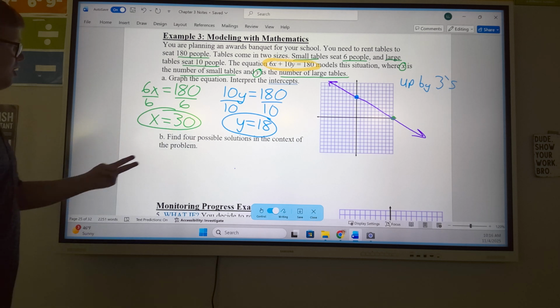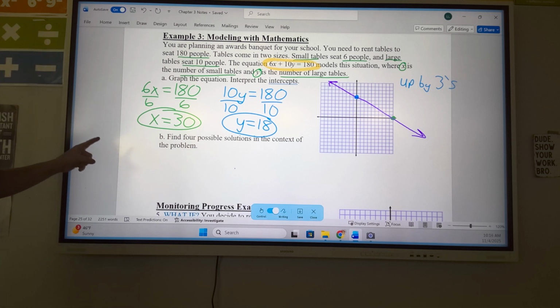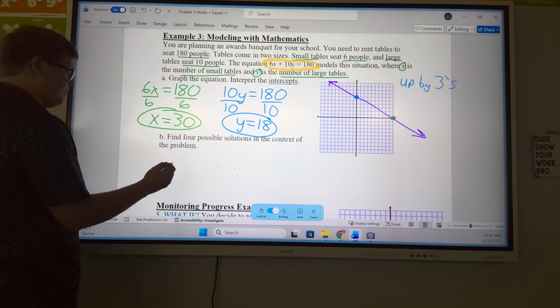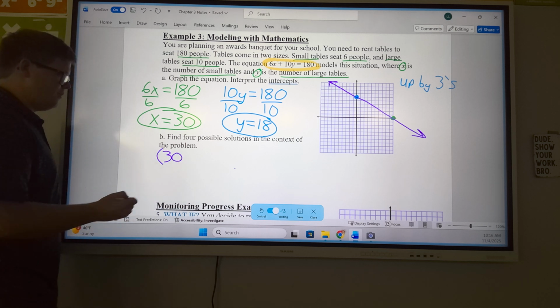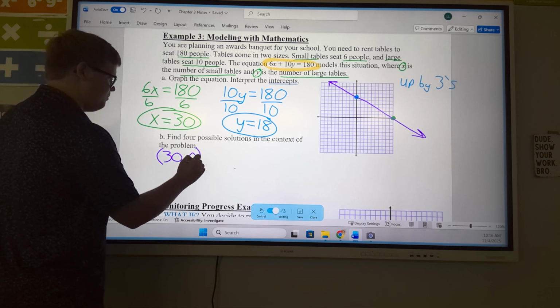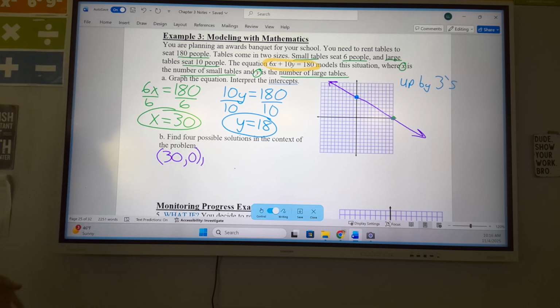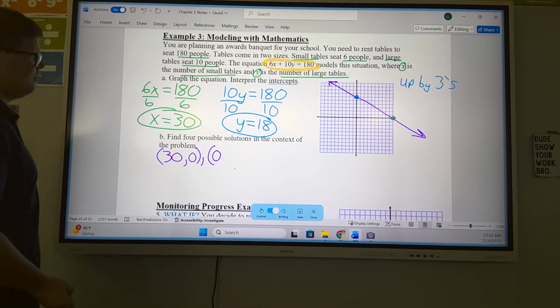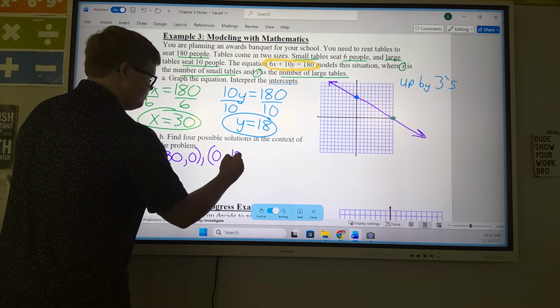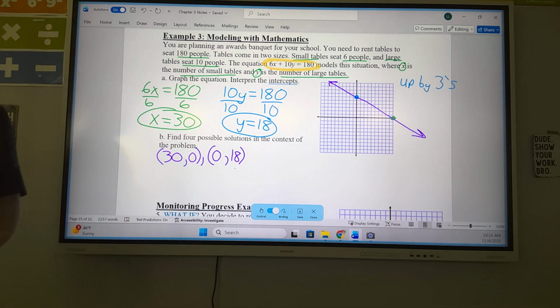Well, the good news is we already have 2 of them. We already have, if they don't want any large tables, we got 30. So let's go ahead and just write it in coordinate form here. We know we can have 30 small tables and 0 large tables. That's one possible solution. Okay? Another possible solution is we can have 0 small tables, which is our x, and 18 large tables. Those are 2 solutions already. Now we just have to find 2 more.